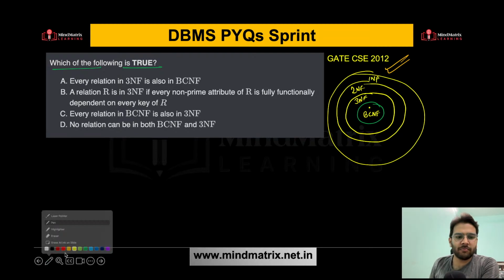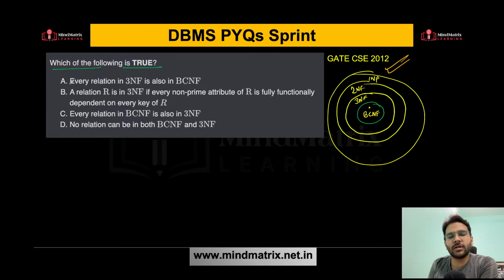So what is mentioned over here in this first option A? Every relation in 3NF is also in BCNF. If I have one relation here, definitely it is not in BCNF. So this is false.